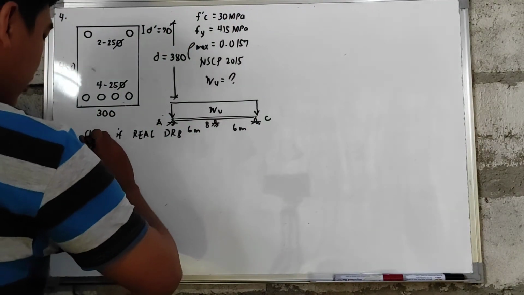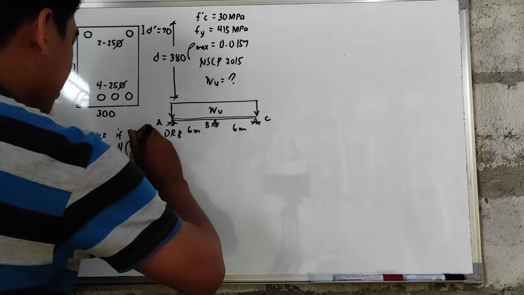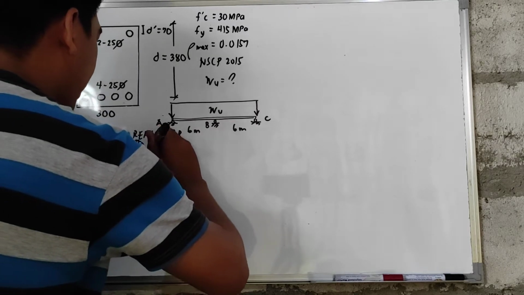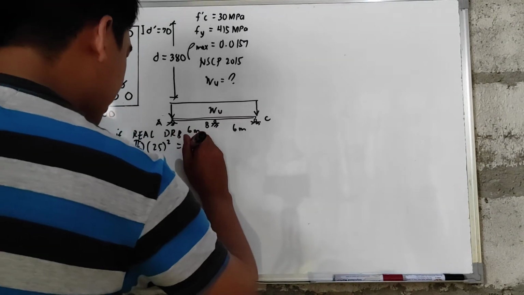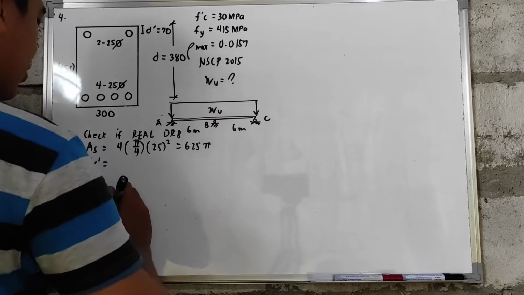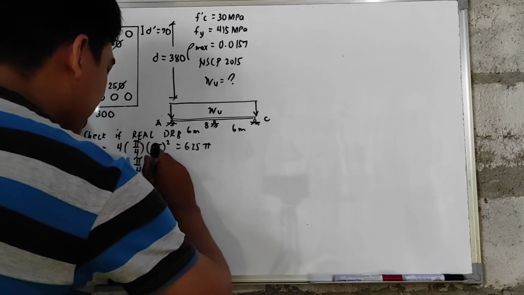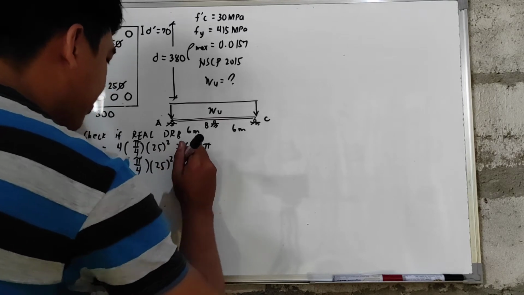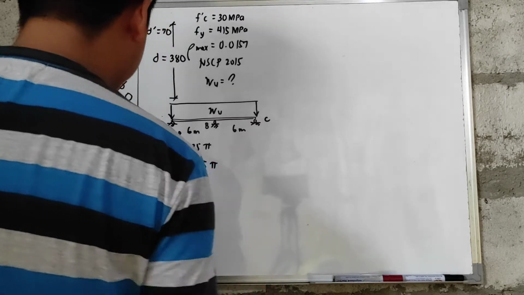So, kunin muna natin yung AS natin. So, meron tayong 4 na piraso na 25 mm squared, 25 mm diameter. So, you have 625 pi. Doon naman sa area ng bakal natin sa compression side, meron tayong 2 piraso ng bakal na merong diameter na 25 mm. So, we have a value of 312.5 pi.